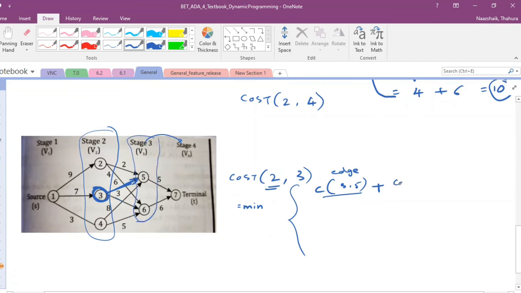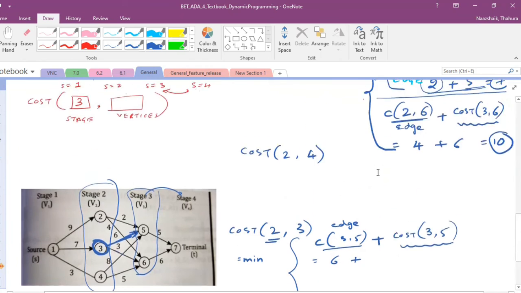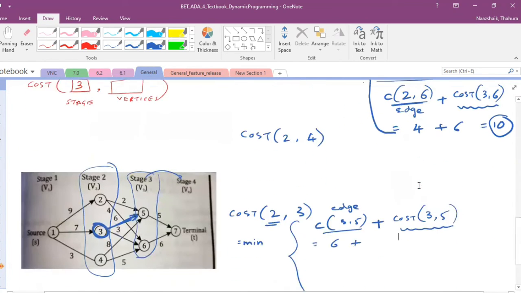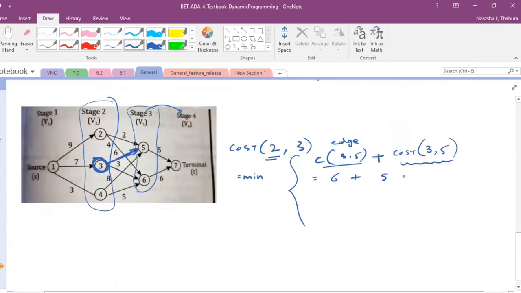So how do I represent the cost of going from stage 3 vertex 5? This I know, 3 to 5 is direct. Always remember this, you don't have to calculate. You would have done it before. 3 to 5 is 5. So this is 11. Any other possible option we have from 3? We have this, right? So you have another option.